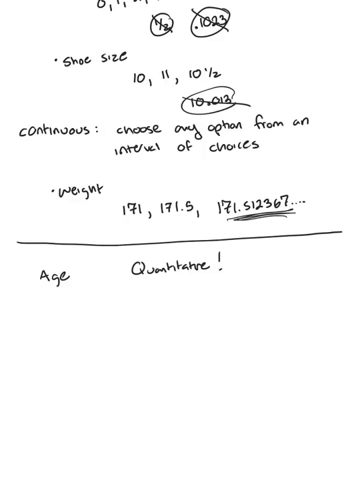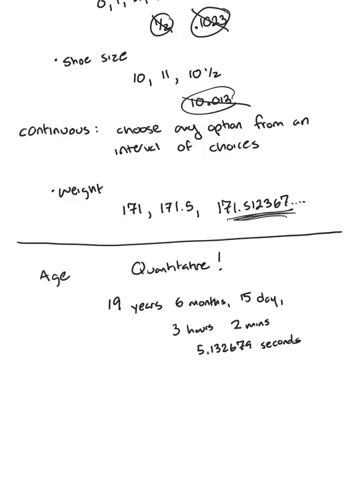So, for instance, if I ask you how old you are, you might tell me you're 19. Are you exactly 19 years old, though? I mean, probably not. You're probably something like 19 years, maybe 6 months. If you want to be accurate about it, maybe 15 days. And if someone had been there at your birth and started a stopwatch at that exact second, then you could tell me you're also 3 hours, 2 minutes, 5.13267 seconds.